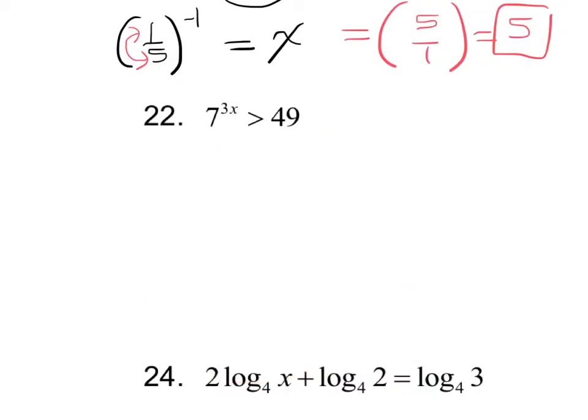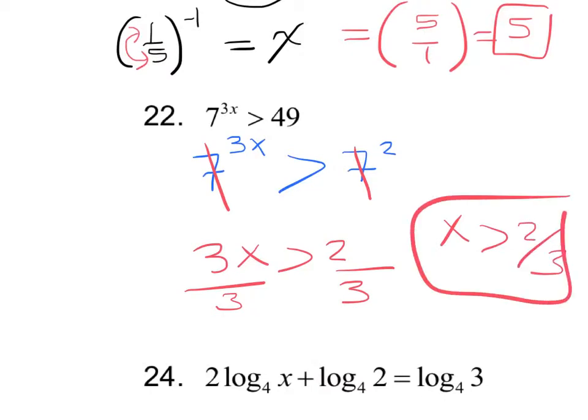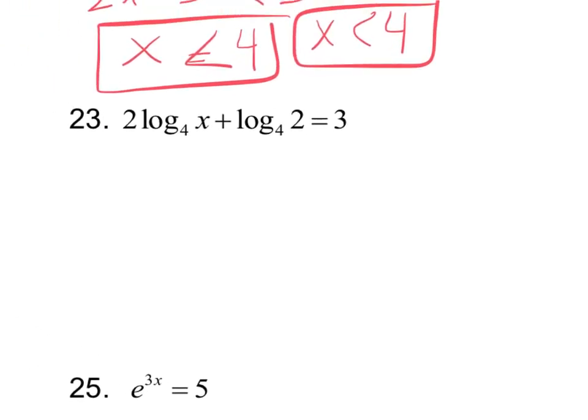Okay, another way would be to know that 49 can be written as 7 squared. So those cancel out, so 3x is greater than 2. As you can see, this method is much easier, much faster. If you can see that this side or this side can be written with the same base, it would be easier for you to solve it. Now let's move on to 23.